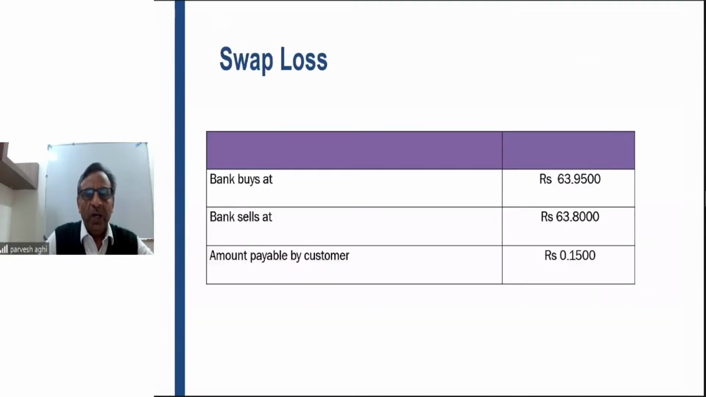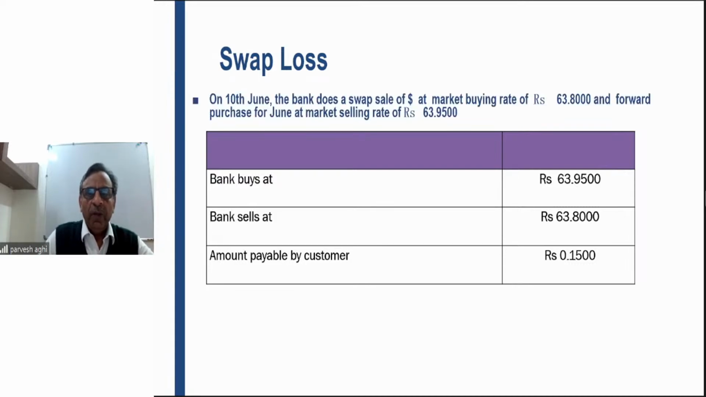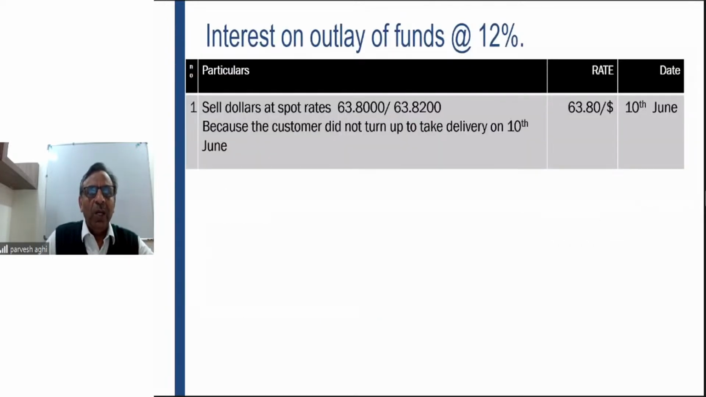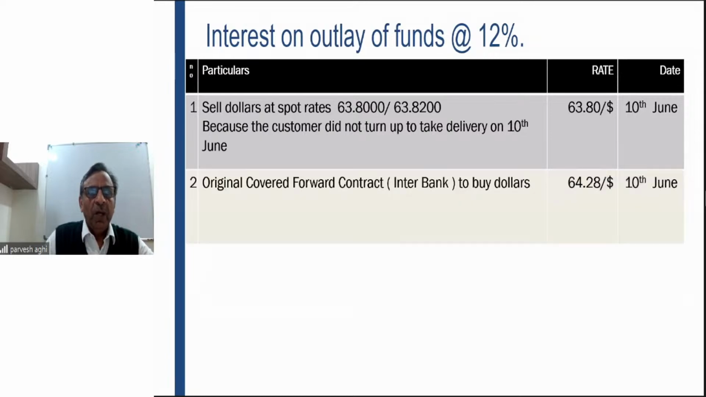Okay. So they are going to recover this loss from the customer because they bought at 63.95. The bank buys at 63.95 and sells it at 63.80. So there's a difference of 15 paise. Fine. So the swap loss on $2 lakh will be 30,000. Now, interest on outlay of funds. This is very important. Let's talk about that.